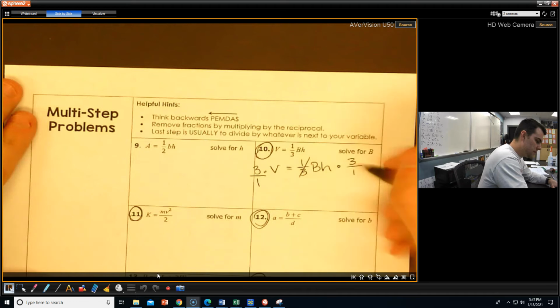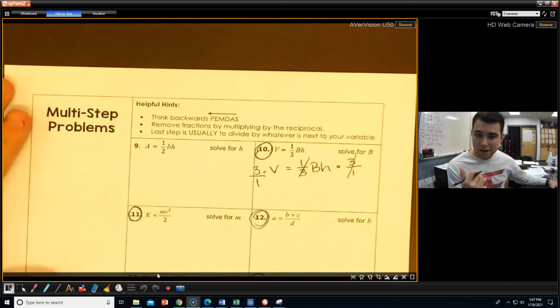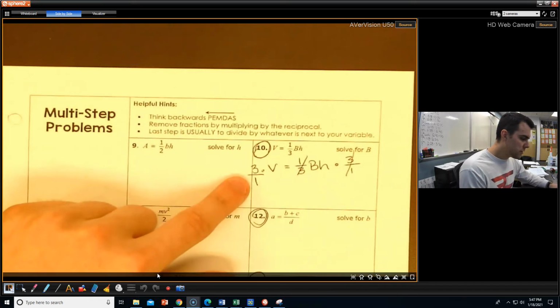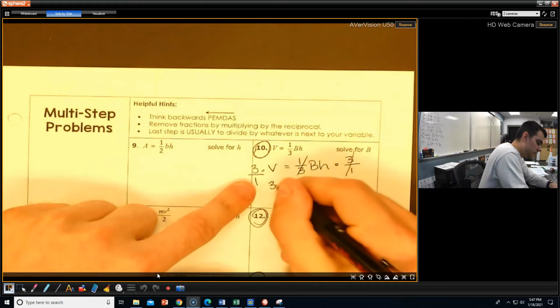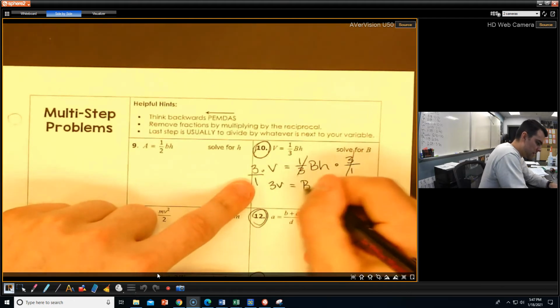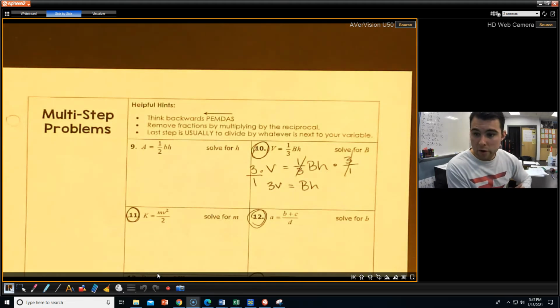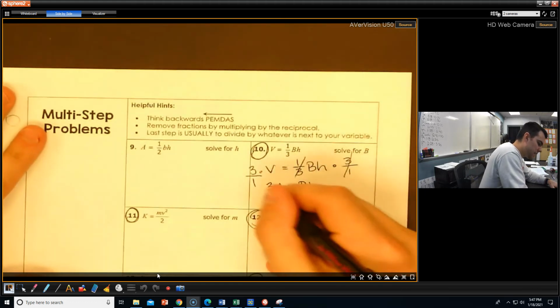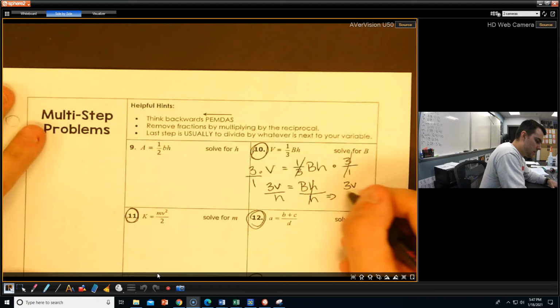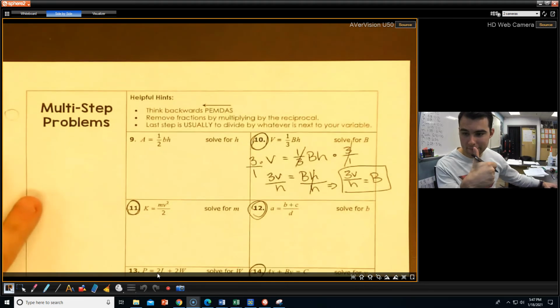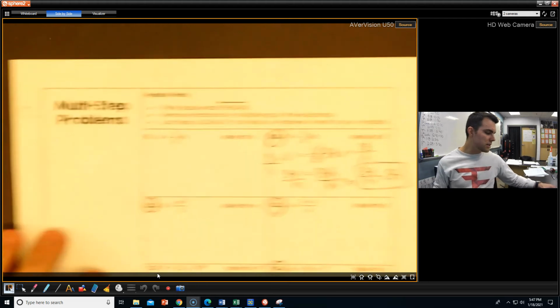Okay, so the 1/3 and the 3/1, they will cancel because they're opposites. We will be left with 3/1, which is just 3. So 3 times V equals, well, B times H. And then we want B by itself. To get rid of the multiplied H, I need to divide by H on both sides. And I will end up getting 3V divided by H is equal to B. Nice. All right, let's look at number 11.